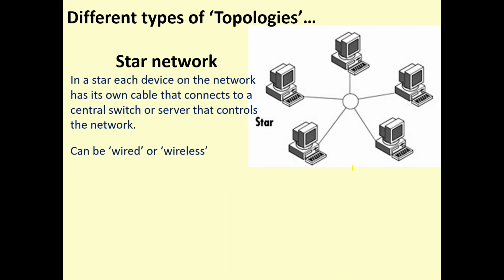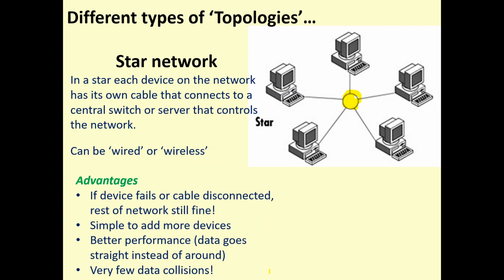So the star topology. In a star topology, each device is connected by its own cable or own Wi-Fi connection to a central switch or server. Generally, this in the middle here is a central switch that connects all the devices together, and it can be wired or wireless. Good things about it: if one cable breaks, say for example this cable here broke, the rest of the network would still be fine.